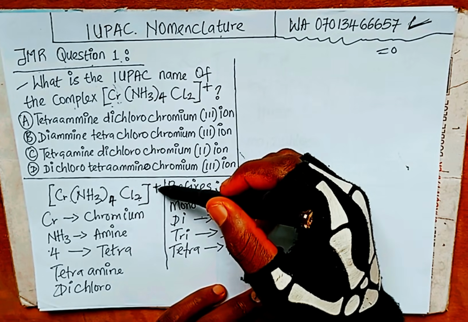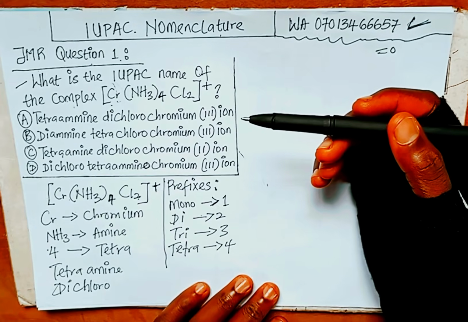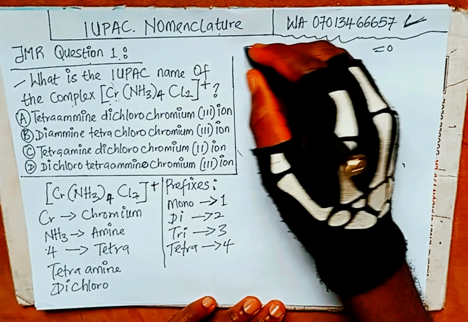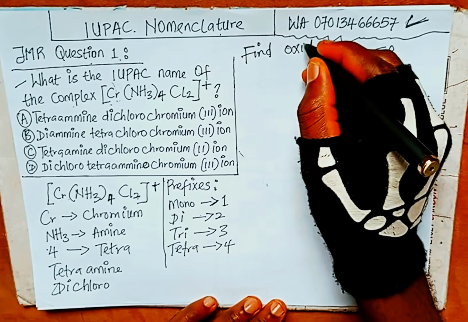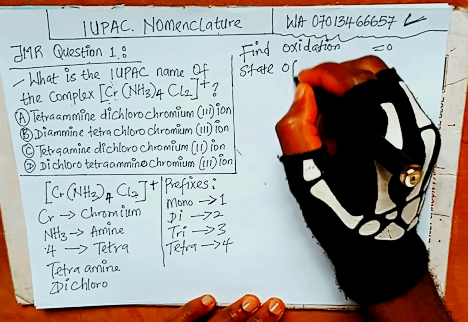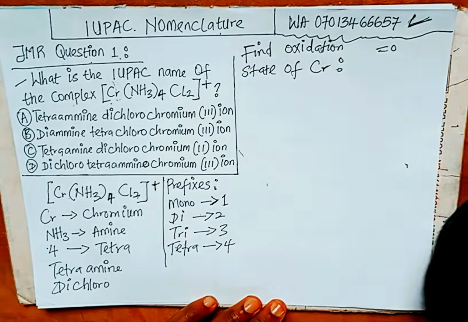Okay, since we have the number of charge, we just have 1 positive. That's 1 plus. That will be equal to what? Plus 1. Okay. So let's now calculate the oxidation state of chromium. Find the oxidation state of chromium. Looking to find the oxidation state of chromium, we apply the formula now.